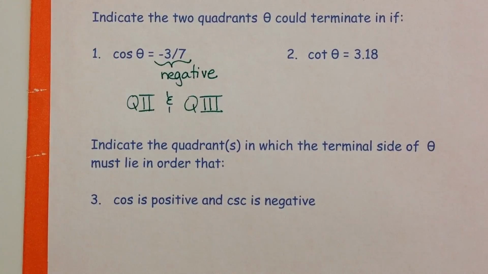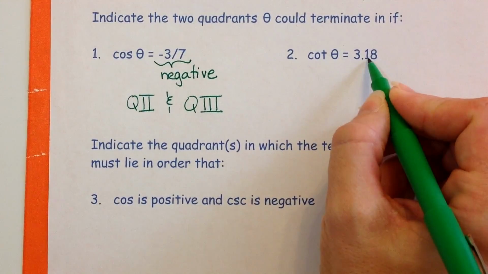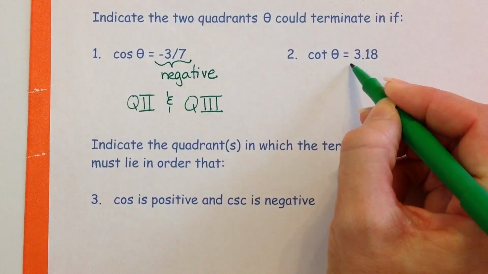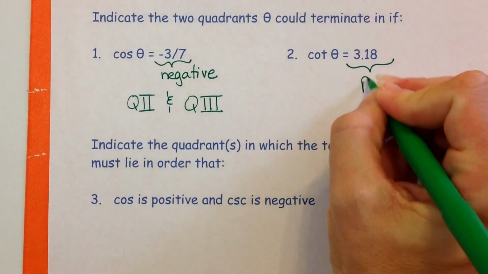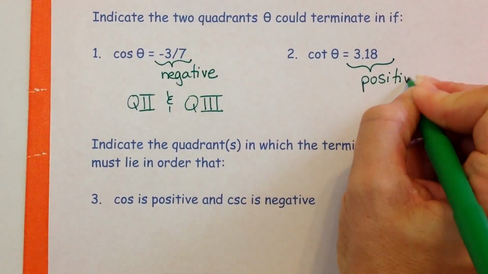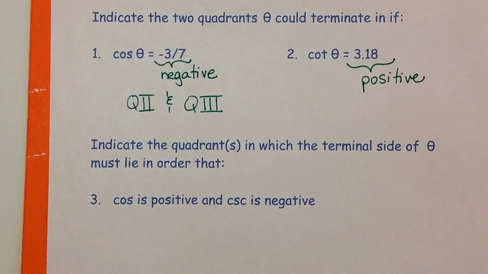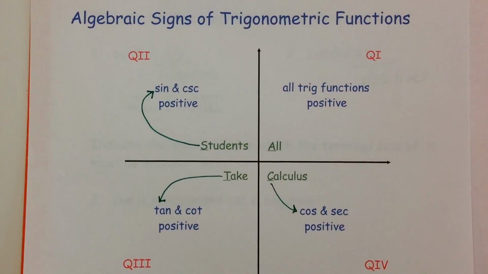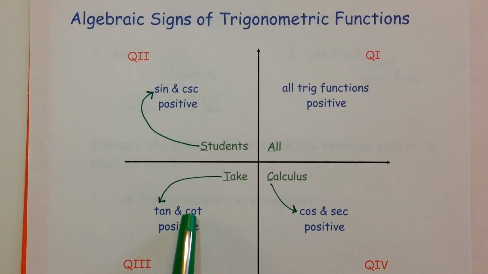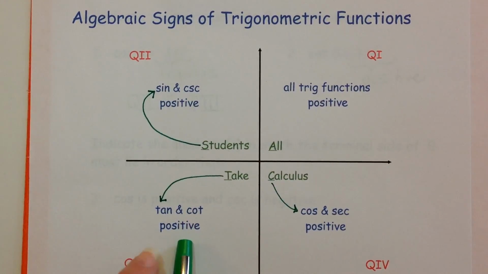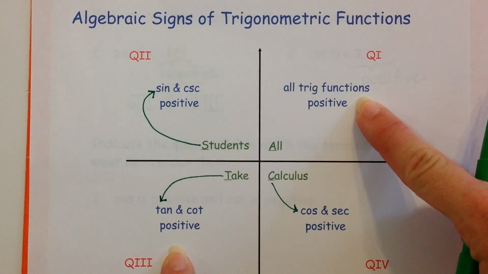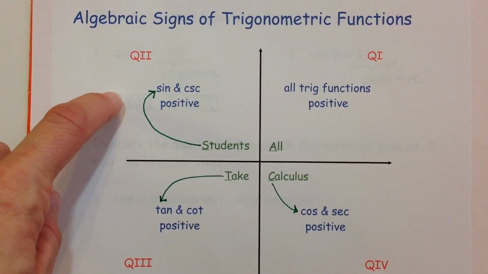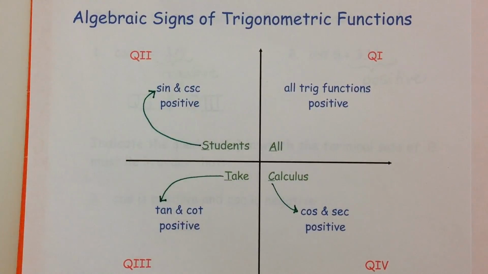Number 2 is cotangent. Now, I have a decimal here instead of a fraction. It doesn't matter what form the number is in. It's just a matter of whether it's positive or negative, and I've given you a positive number this time. So I just simply need to know where cotangent is positive. Cotangent is positive here. Everything is positive here. So 1 and 3 is where it's positive, therefore 2 and 4 would have to be where it's negative.